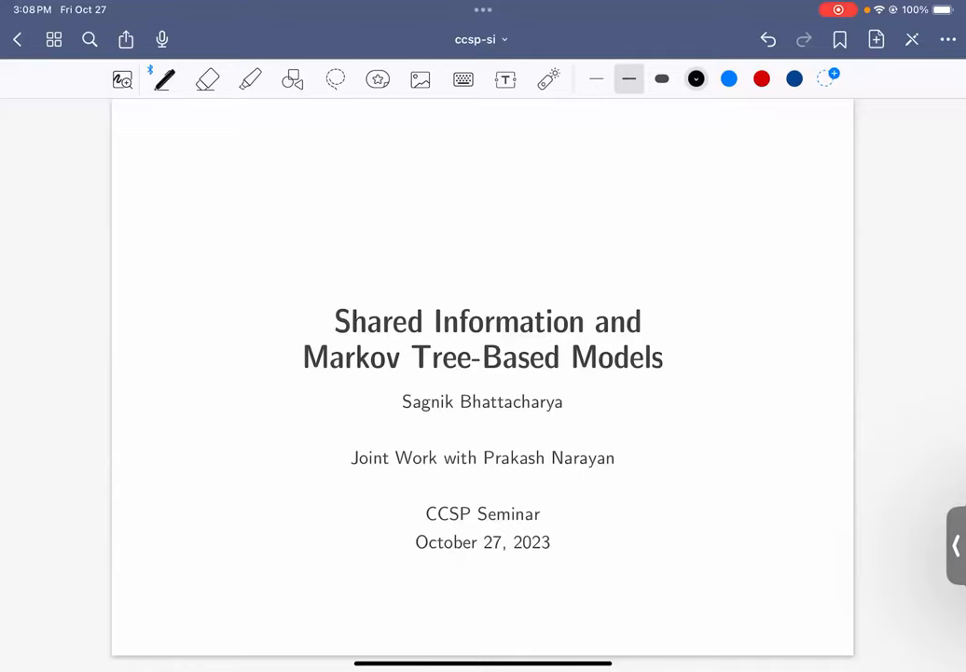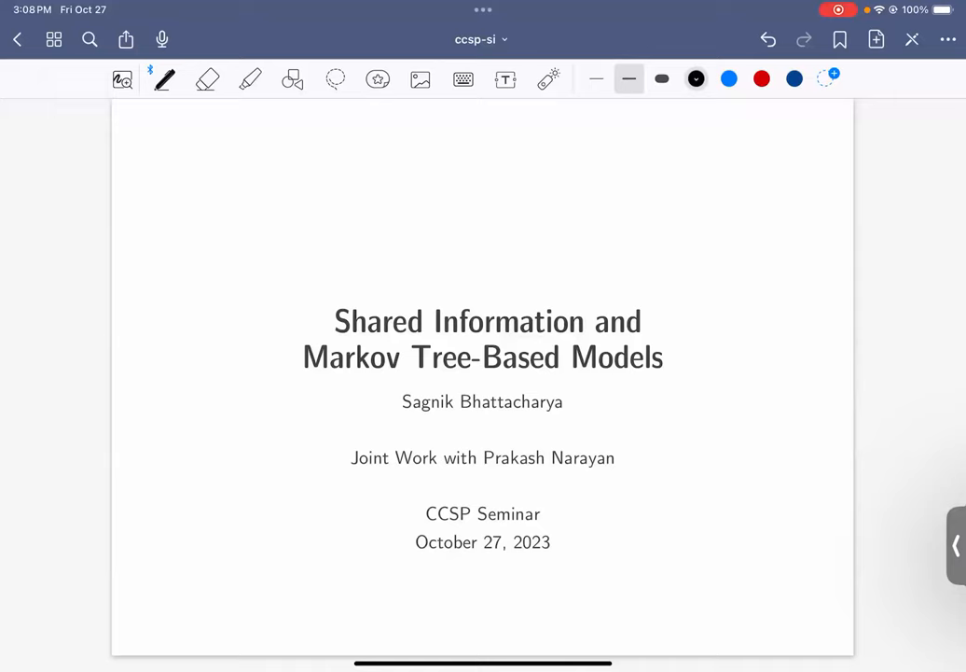I'm Sagnik. I'm going to talk about shared information and Markov tree-based models. So we are going to start with shared information.